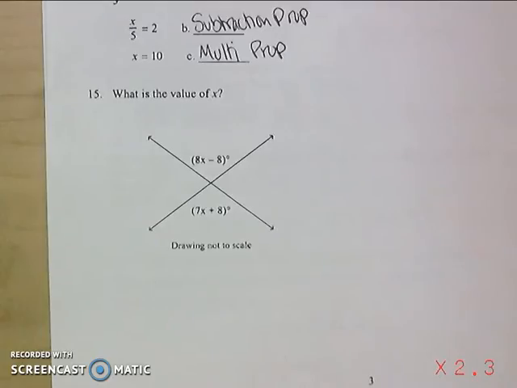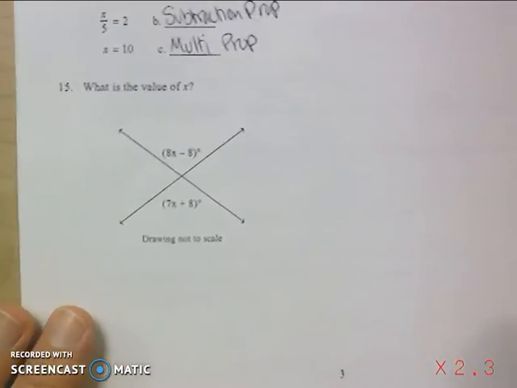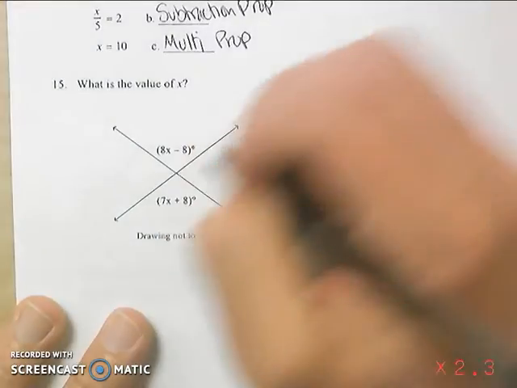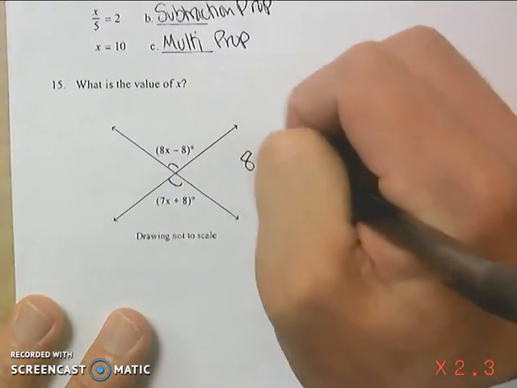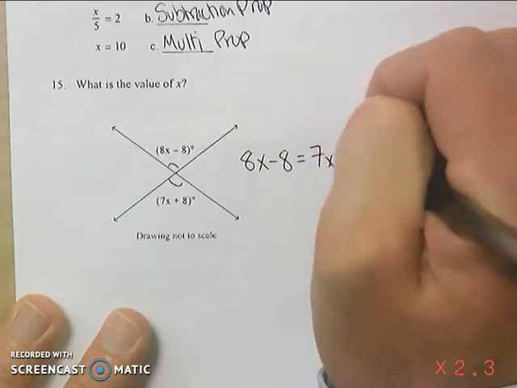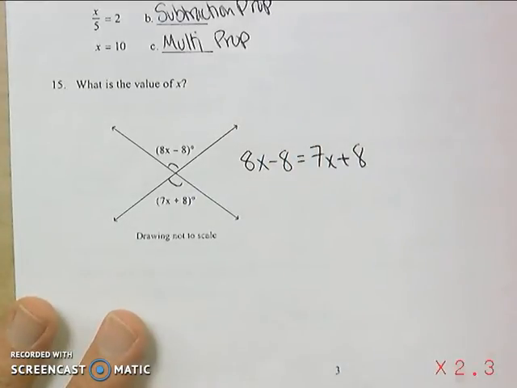What is the value of x? So for this one, we're going to go ahead and set them equal to each other. We're going to set them equal because they're vertical and vertical angles are congruent. So 8x minus 8 is going to be equal to 7x plus 8. Always move our variable first.